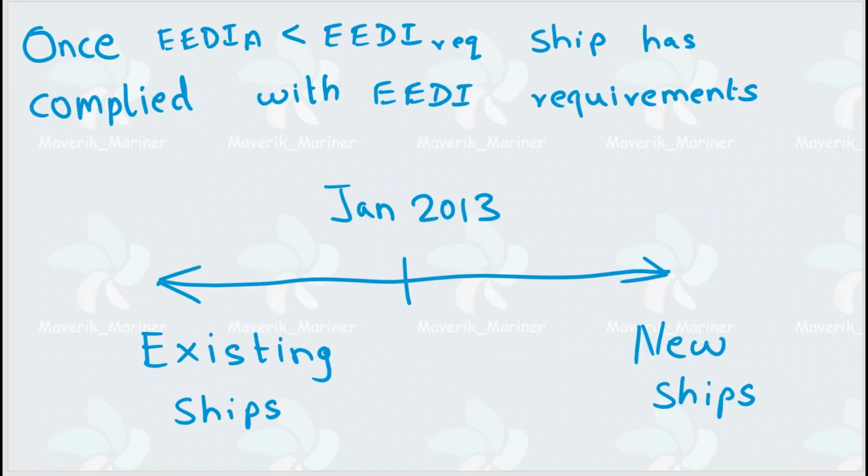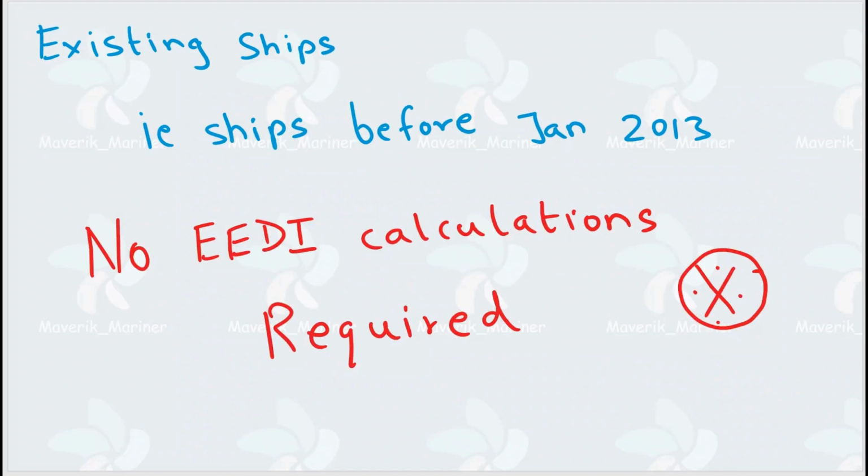Okay, now again you can see the timeline. Ships after Jan 2013 are new ships. Ships before Jan 2013 are existing ships. Existing ships, that is ships before Jan 2013, do not require EEDI calculations.